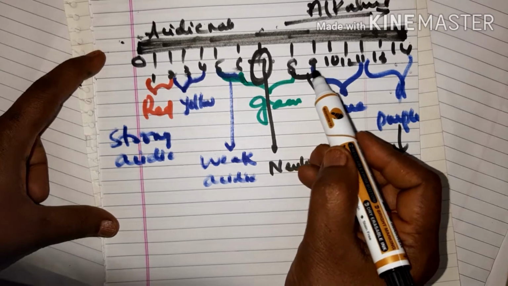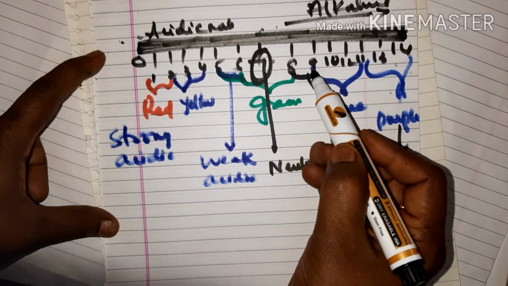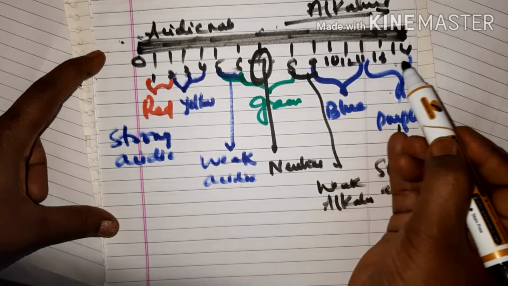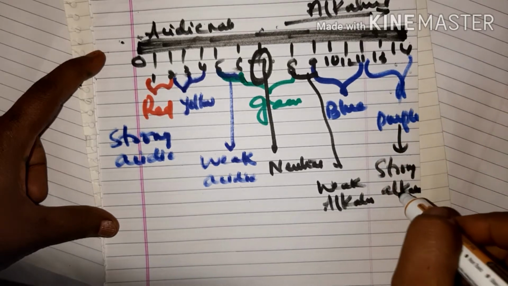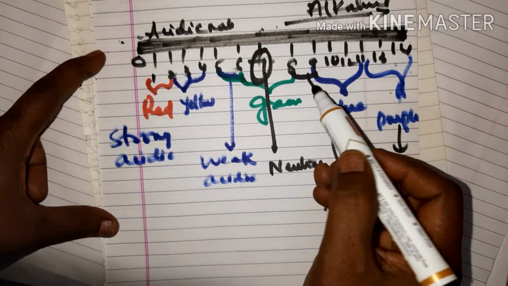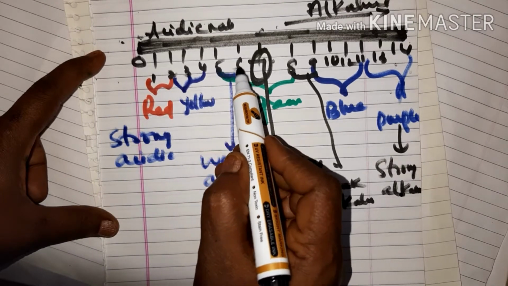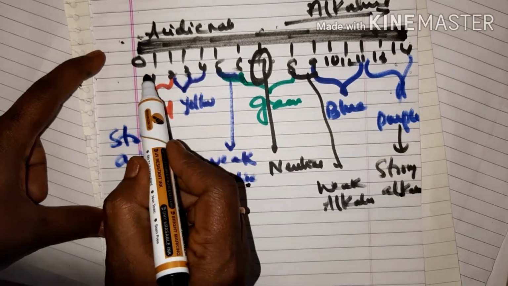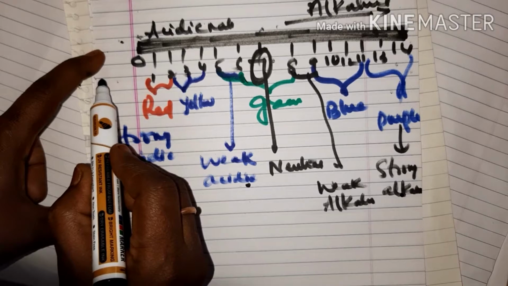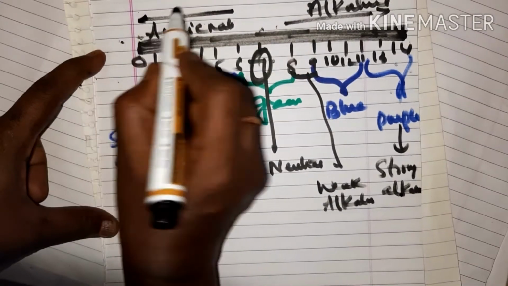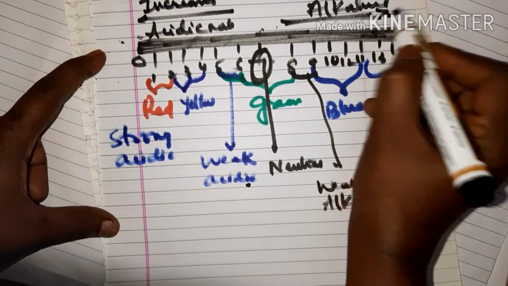So 8, 9, these are all weak bases, we can say. As you go on, the strength of the bases goes on increasing. 13, 14 is strong alkalis or strong base. And when you come towards the acidic nature, 5, 6, these are weak acids. And as the number decreases, the acidic nature goes on increasing. So here increases the acidic nature, here increases the basic nature.